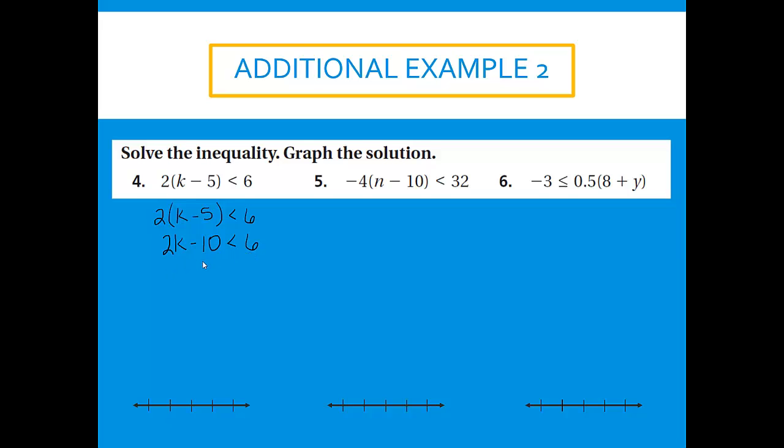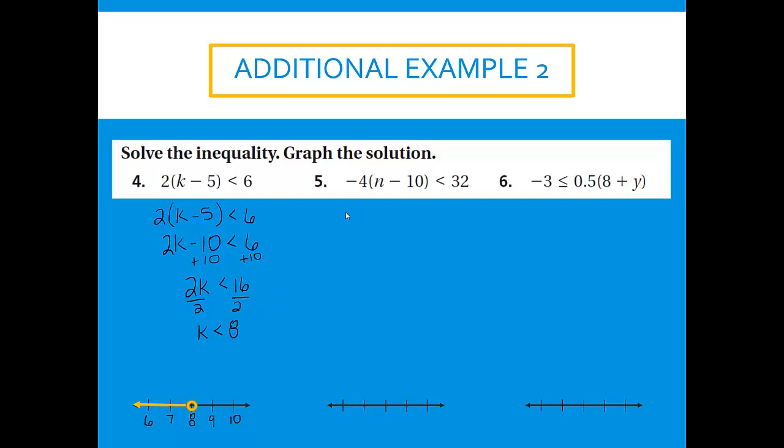6. Now we will add 10 to both sides, and we're going to get that 2k is less than 16. Now we will divide both sides by 2, and we'll get that k is less than 8. Now we're going to graph, so we're going to have 8 on our number line, and then 9 and 10, and then to the left we'll have 7 and 6. Our symbol is less than, so we'll have an open circle at 8, and we want the numbers less than 8, so we're going to shade to the left.